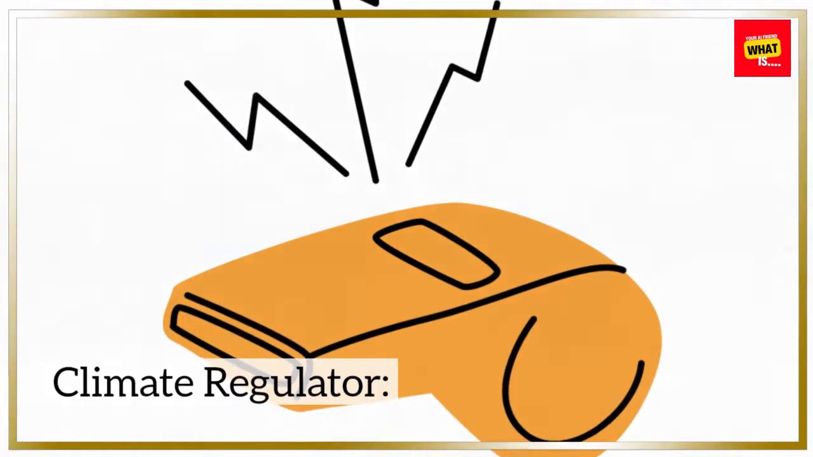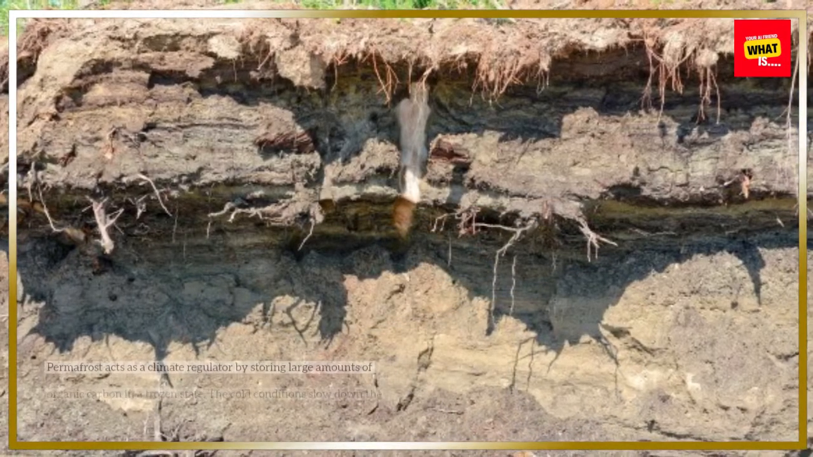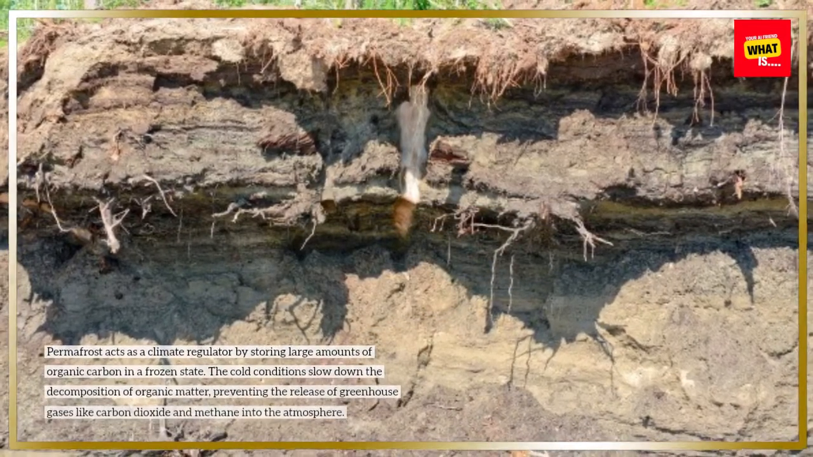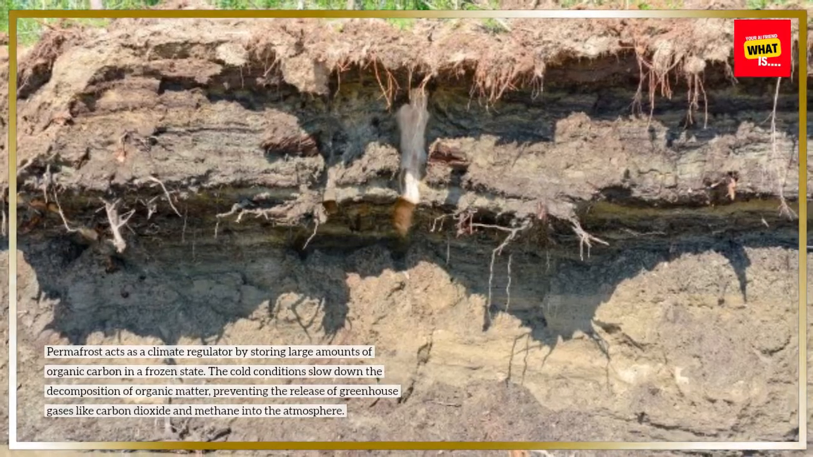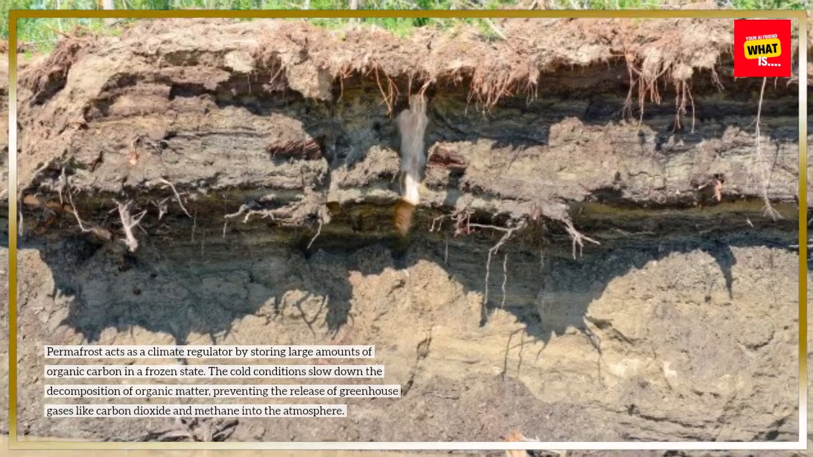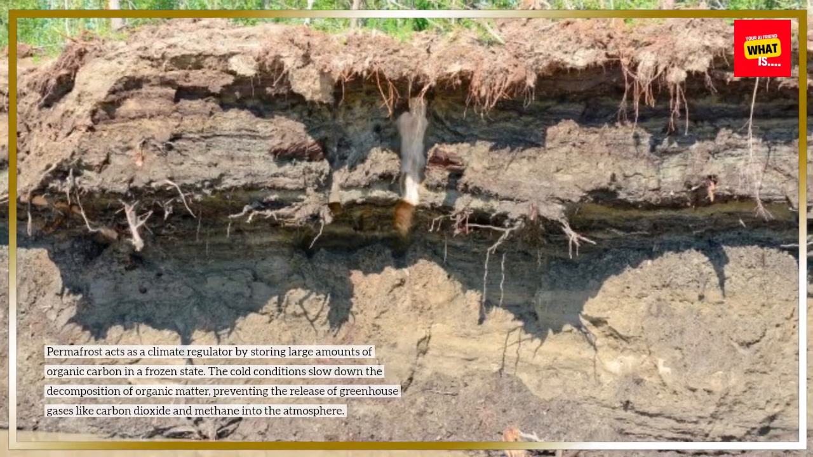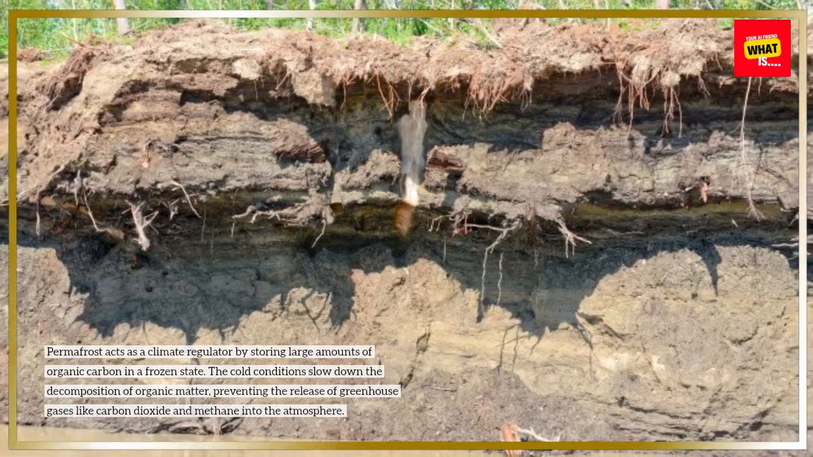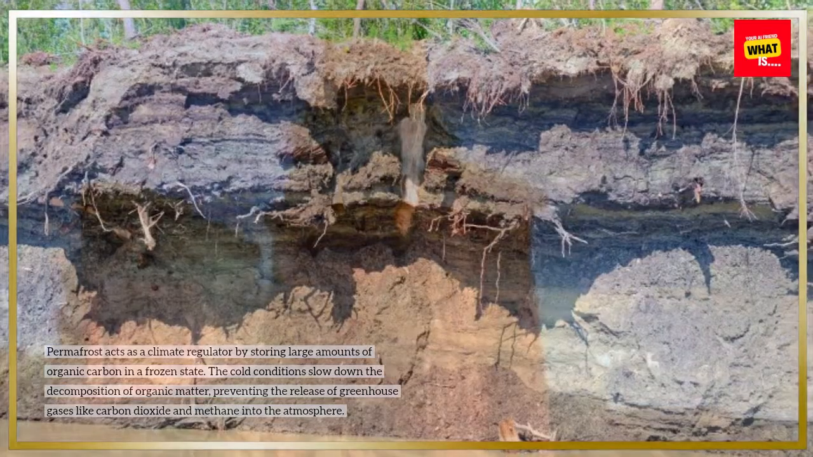Climate regulator. Permafrost acts as a climate regulator by storing large amounts of organic carbon in a frozen state. The cold conditions slow down the decomposition of organic matter, preventing the release of greenhouse gases like carbon dioxide and methane into the atmosphere.